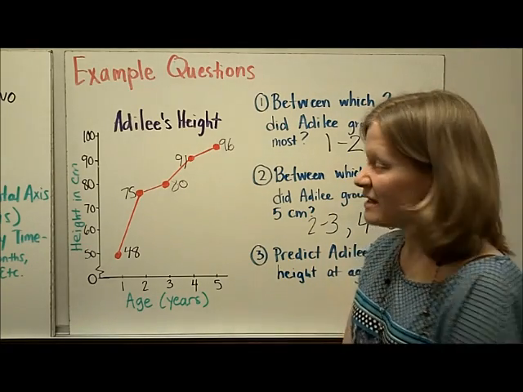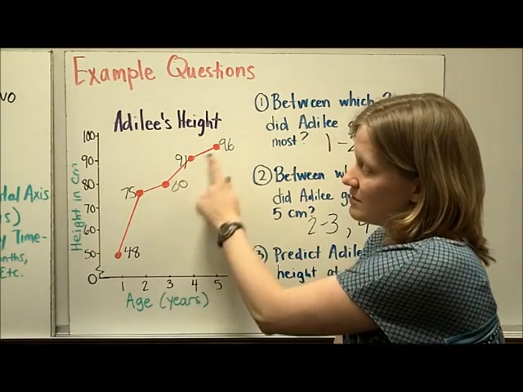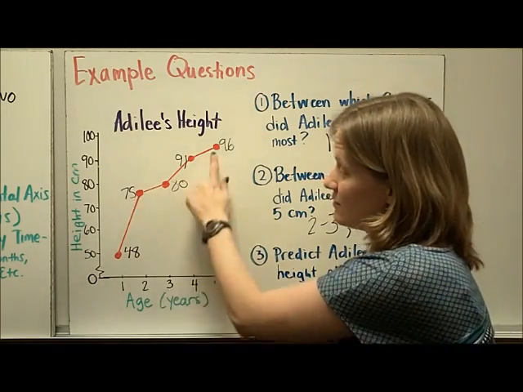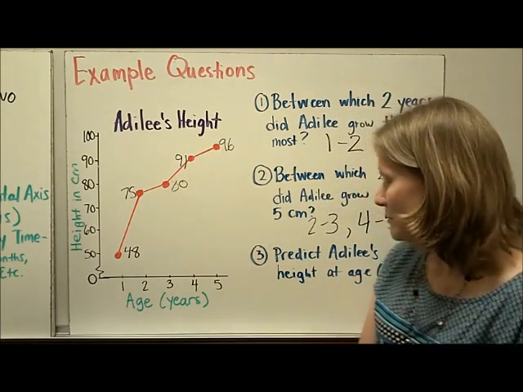And notice that makes sense, that the steepness of these two lines match, which shows that she grew about the same amount in each of those year increments or year jumps.